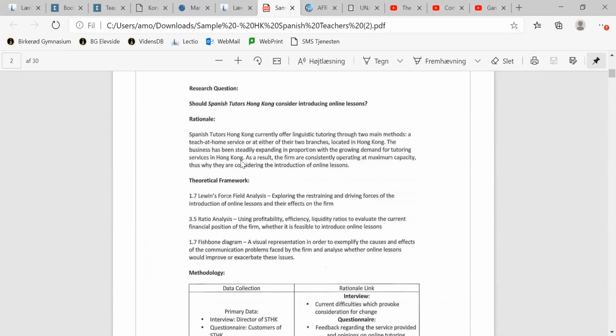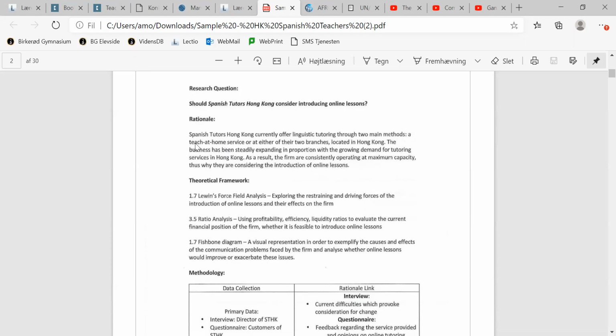So something about the business you're looking at that explains how we got to the situation that we're in. As a result, the firm is consistently operating at maximum capacity, thus why they are considering the introduction of online lessons. And then this is the explanation of why this question is important, essentially. Okay, so 3 sentences on your rationale, very straightforward. First one, what does your company do? Second one, how did we get to where we are? And third one, why is this important?